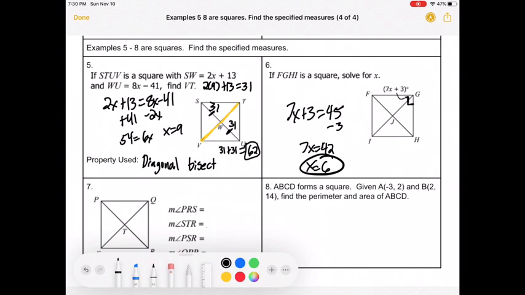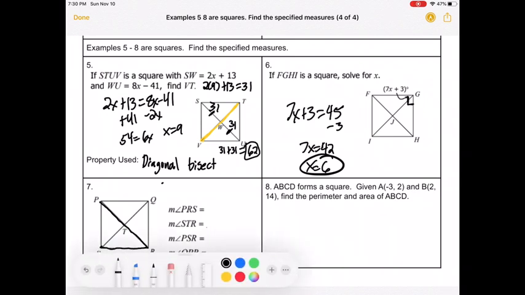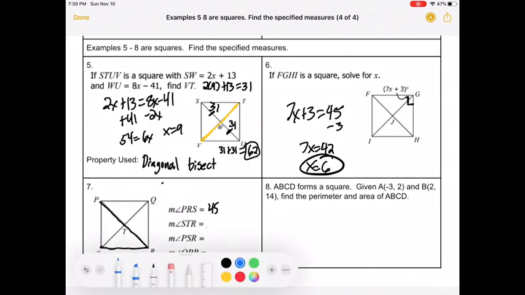Okay, now we're down here. So again, using some of the knowledge from 6, we'll be able to find these out. So we have PRS. Your thought should be, is that a right angle or is it half of it? That is half of it, so it would be 45.